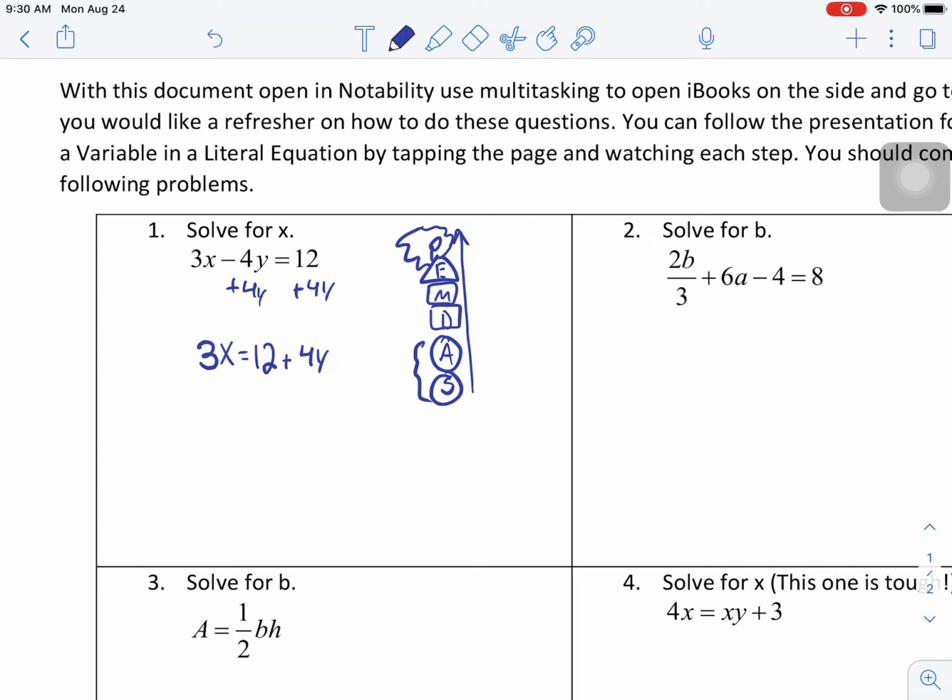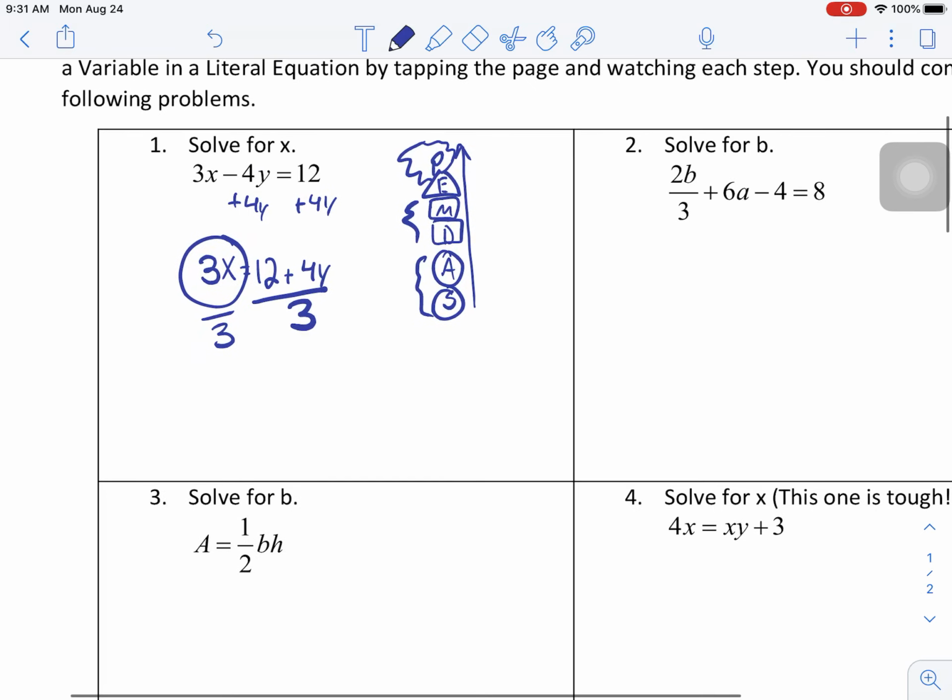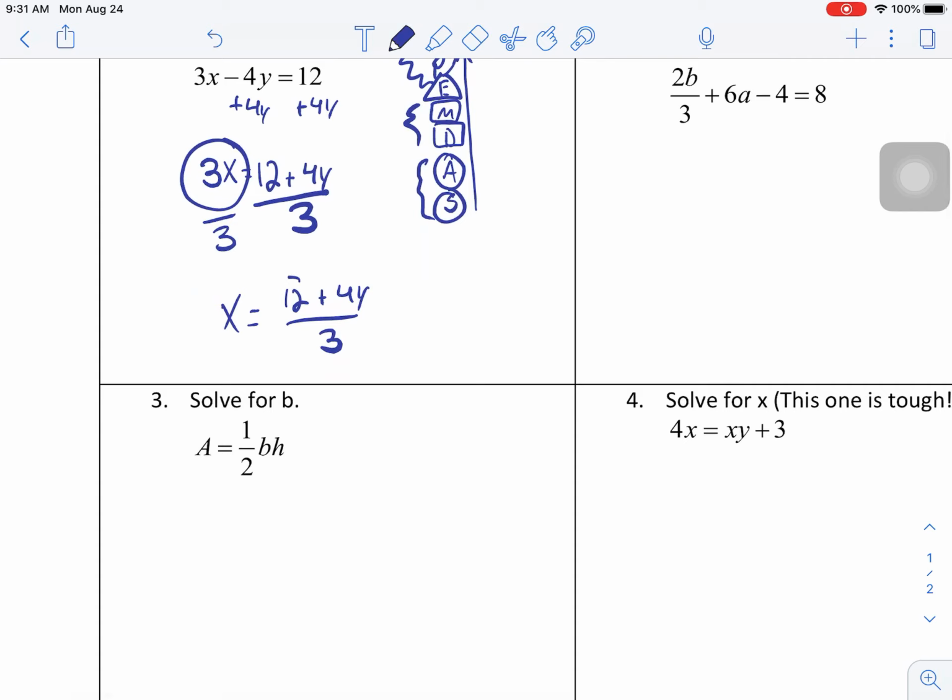And then finally, we're going to move up to our next layer, and that's multiply and divide. There's multiplication happening here, so we would divide by 3, and we divide the entire other side by 3 as well. That's going to leave us with x is equal to 12 plus 4y over 3. And because 3 comes out of there and there, we actually can simplify. Or you could just leave this answer just like this.